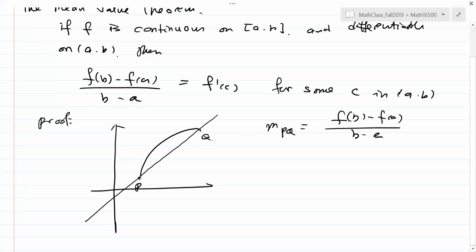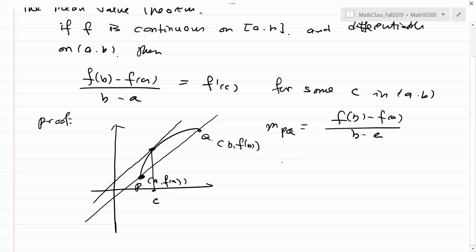Suppose the coordinates of this point are a and f of a, and this point is b and f of b. Take the difference of y coordinates divided by the difference of x coordinates, and that gives the slope of the secant line. Then you move this secant line parallel, and you find there's another line parallel to the secant line but tangent to the curve. That point is called c.